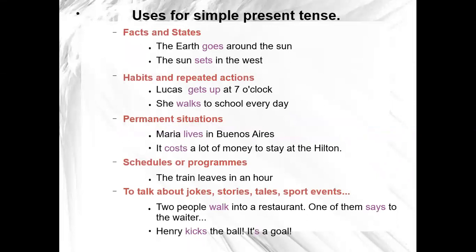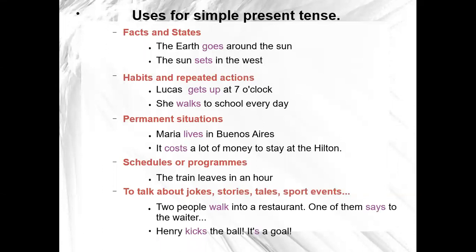First, uses for simple present tense. Facts and states. For example, the earth goes around the sun, the sun sets in the west. Habits and repeated actions. Lucas gets up at 7 o'clock. She walks to school every day.